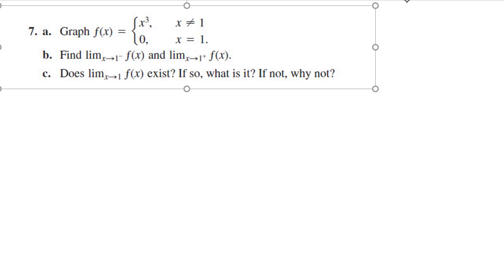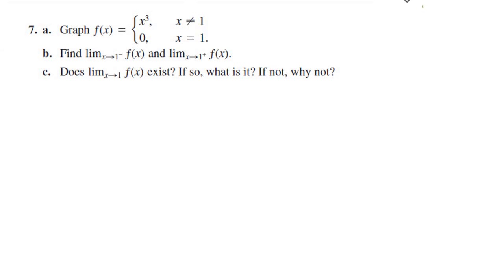So to graph this, let's first look at f(x) equals x. The graph of f(x) equals x is, as you have seen me graph this, this. Then let's do f(x) equals x squared. So f(x) equals x squared is, with x and y axes, this.